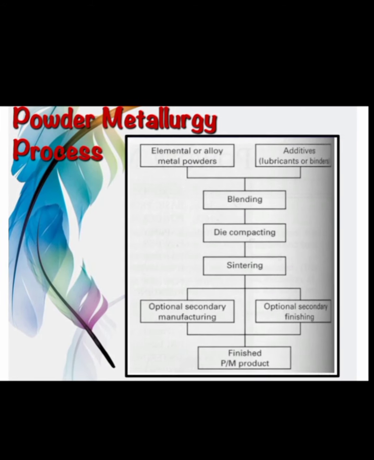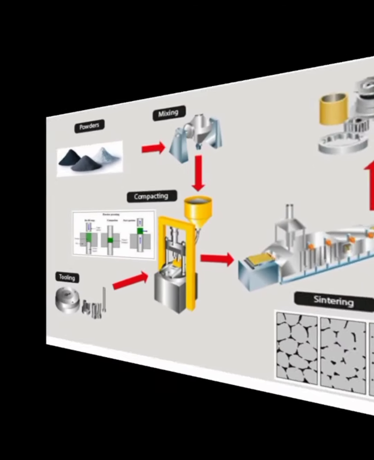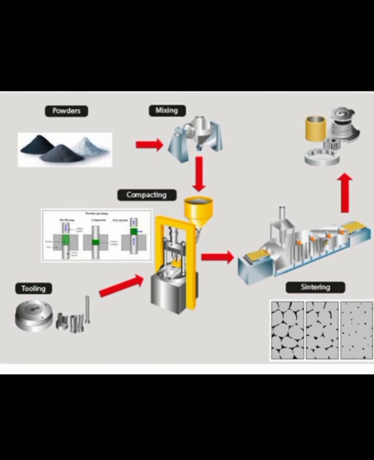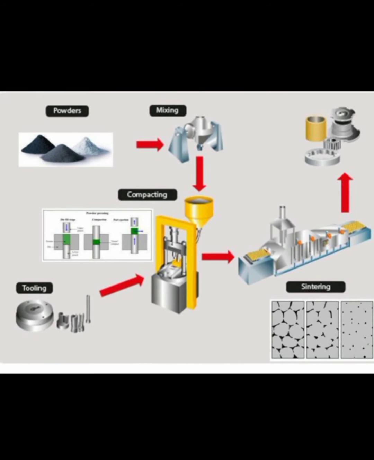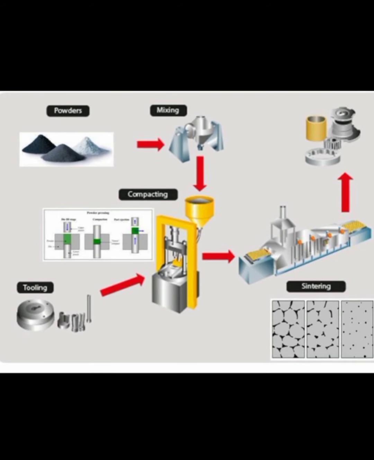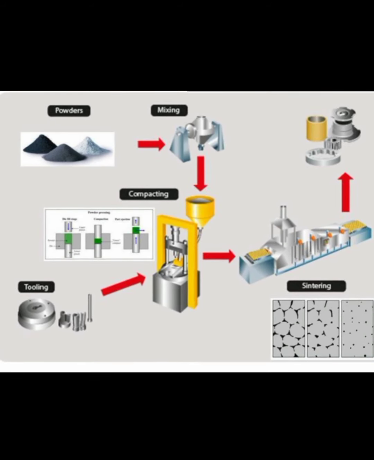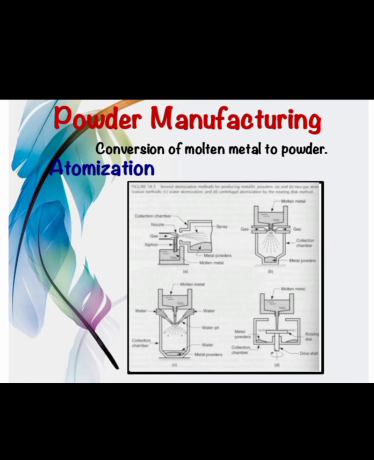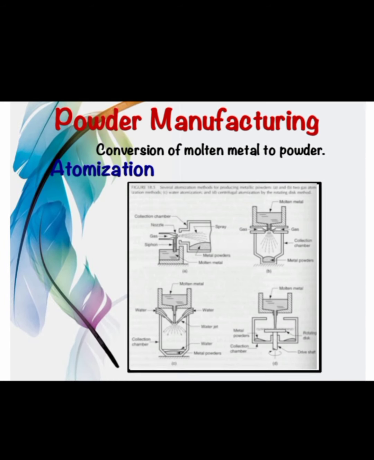We can see here the tree diagram of the powder metallurgy process. The steps are elemental or alloy metal powders, additive, next blending, then die compacting, sintering, optional secondary manufacturing, optional secondary finishing, then finished PM products. Now in detail we can see the powder metallurgy process.